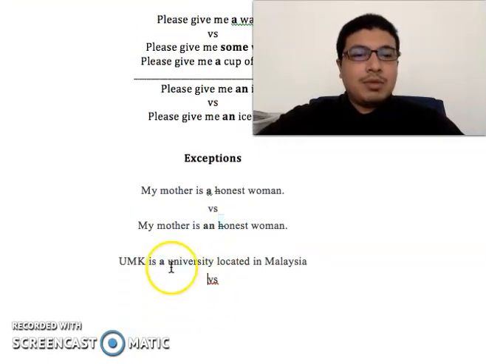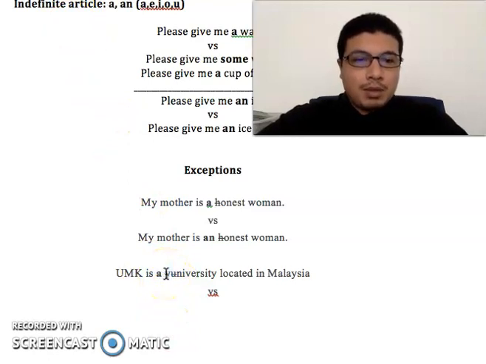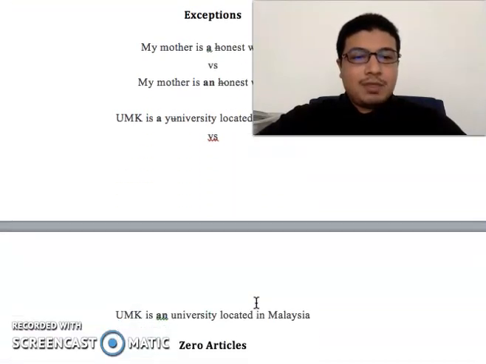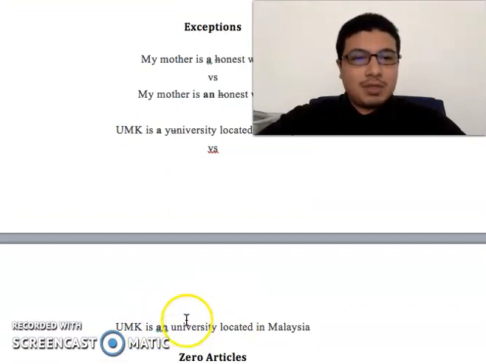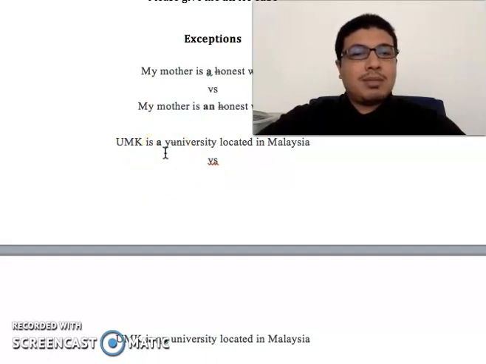The same goes to university. Although it starts with a U, the pronunciation is as if you use the letter Y. UMK is a university located in Malaysia. You don't say "an university," but you say "a university" because the pronunciation starts with the sound of the letter Y, "yuniversity." The same goes to the word unique. A unique person, not an unique person, although you have a U there.